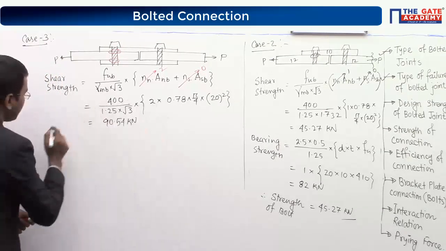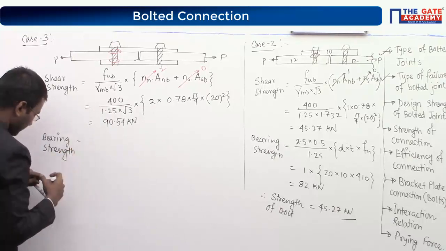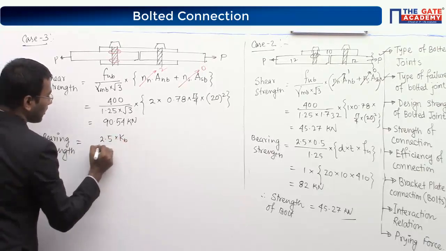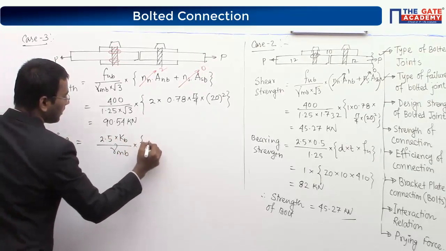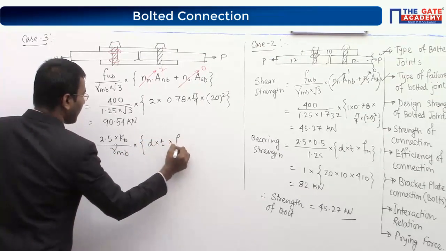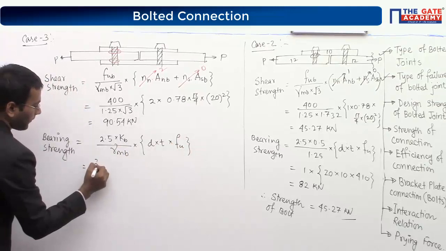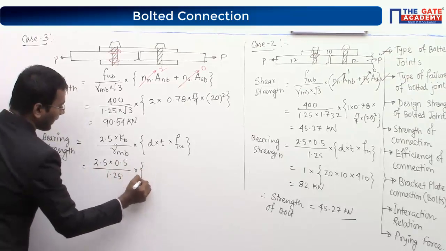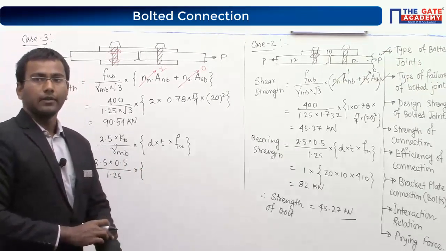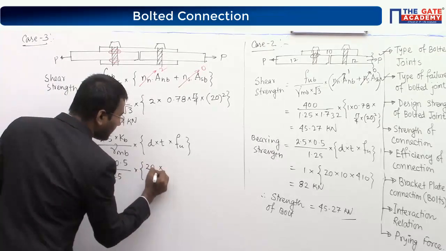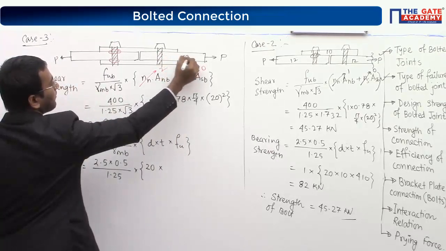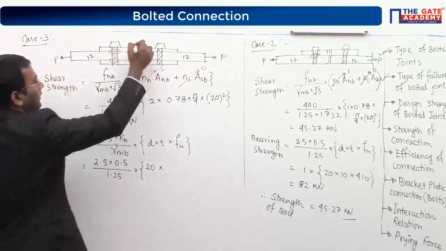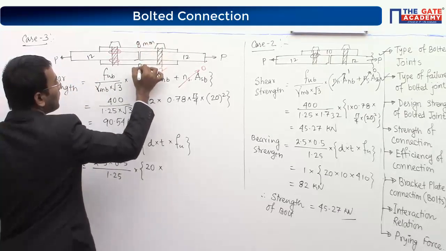Write down. Next one, bearing strength. So for bearing strength, you can find out it will be the same: 2.5 into k_b by gamma_mb multiplied by d into t multiplied by f_u. So it will be 2.5 into k_b, so 0.5, gamma_mb 1.25, multiplied by d. D is, we know, 20. Now what is the meaning of t, sir? T is nothing but this is your 12 mm, this is your main plate, 12 mm. Both the main plates are 12 mm and the cover plates are given as 8 mm thick. This is 8 mm, this is 8 mm.